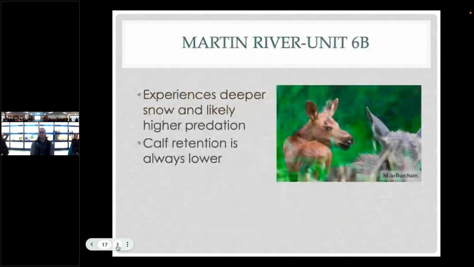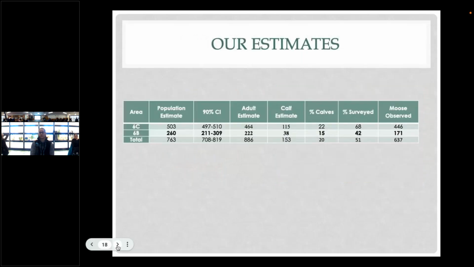So now let's talk about the Martin River a little bit. Martin River experiences deeper snow and probably more predation from both bears and wolves. And calf retention is always lower. In the spring when we look there, our calf numbers are always lower than on the West Delta. So these numbers in whole are the estimates for the Martin River.